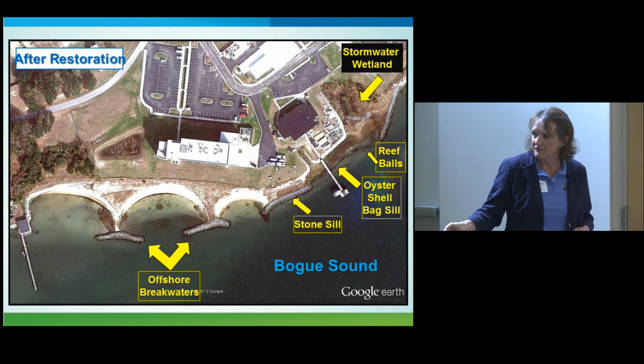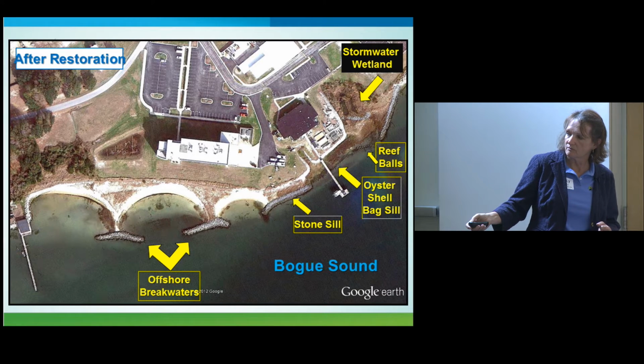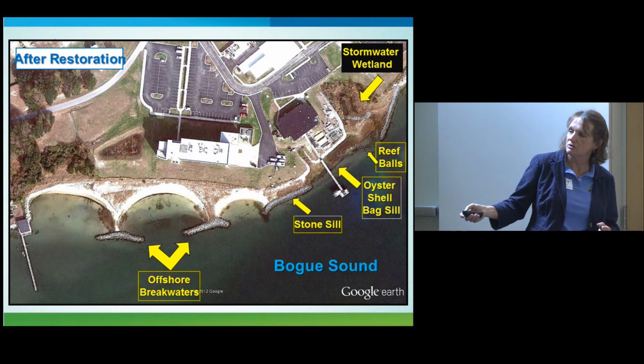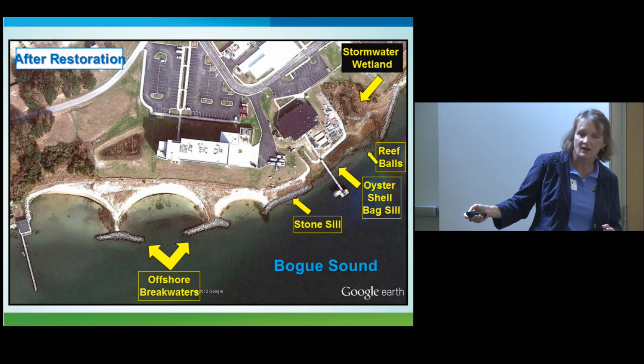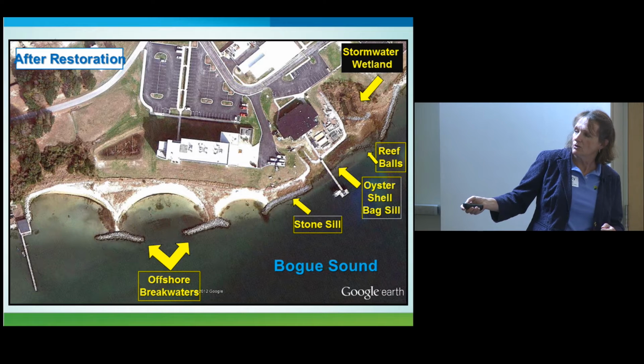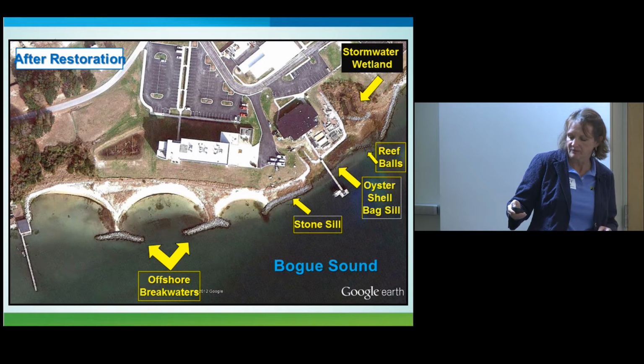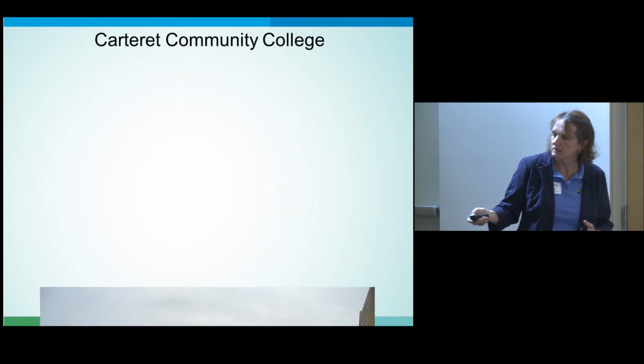So what was designed for this site by some professional engineers were the breakwater systems that Spencer showed you. A stone sill here, which I would agree with Spencer is a large structure, but needed to be so to establish the grade change in this very narrow area. And this is a perch beach, no doubt about it. An oyster shell bag sill, reef balls, and then we also incorporated a really nice freshwater stormwater wetland that outfalls into this area to capture runoff from here and pre-treat it. So again, looked at this fairly holistically.